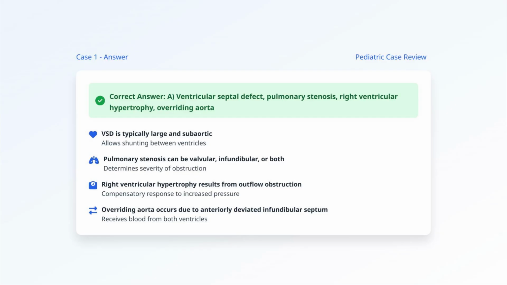Tetralogy of Fallot consists of 4 classic components: a ventricular septal defect, pulmonary stenosis, right ventricular hypertrophy, and an overriding aorta. The ventricular septal defect is typically large and subaortic in position. The pulmonary stenosis can occur at multiple levels: valvular, infundibular, or both. Right ventricular hypertrophy develops as a response to the outflow tract obstruction. The overriding aorta occurs because the infundibular septum is anteriorly deviated. These defects all stem from a single embryological abnormality: anterior encephalad deviation of the infundibular septum.